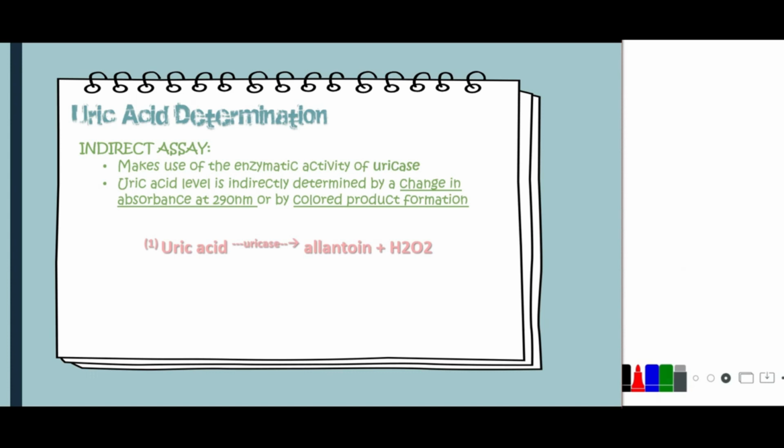nanometer. So if it has already been converted to allantoin, there would no longer be absorbance exhibited at 290 nanometer. Or we could further utilize hydrogen peroxide here to be involved in a second reaction wherein hydrogen peroxide together with a dye will be acted upon by your peroxidase in order to form a colored product. Thus, we say that uric acid level is interpreted indirectly by either a change in absorbance at 290 nanometer or by colored product formation. Let's have the next question.